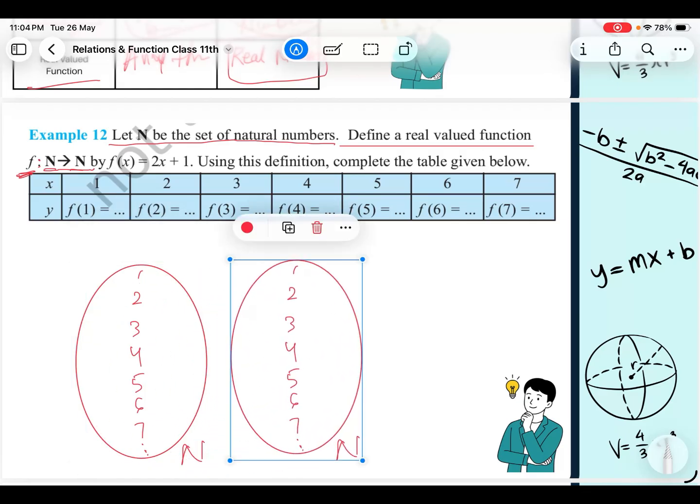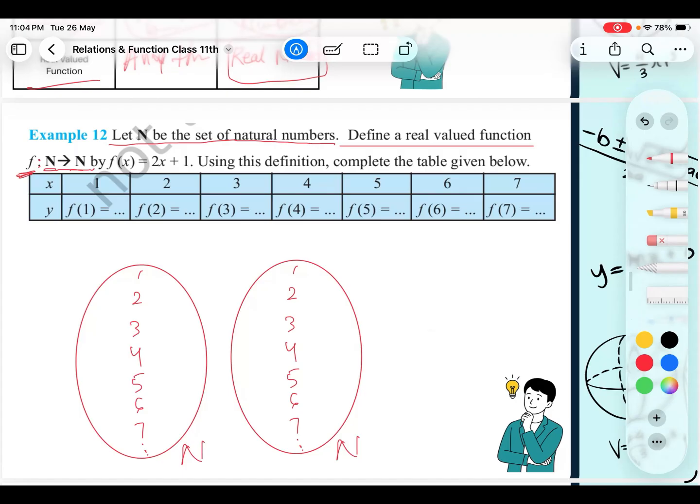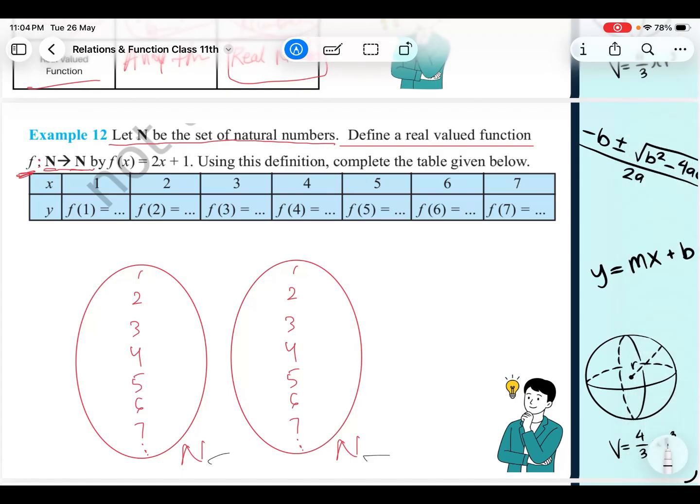We have to copy this. So we have to make a relation between these two sets. Okay, now it's saying f(x). What is f(x)? f(x) equal to y. Okay, so f(x) equal to 2x plus 1.